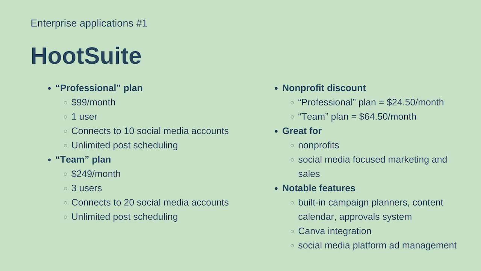Hootsuite's social media tool has built-in campaign planners and content calendars, an approval system, and can even manage ads on social media platforms. Their next tier up is the team plan, normally $249 per month, but brought down to just $64.50 per month for nonprofits. This team plan also lets you organize your users by department and grant team roles and permissions.